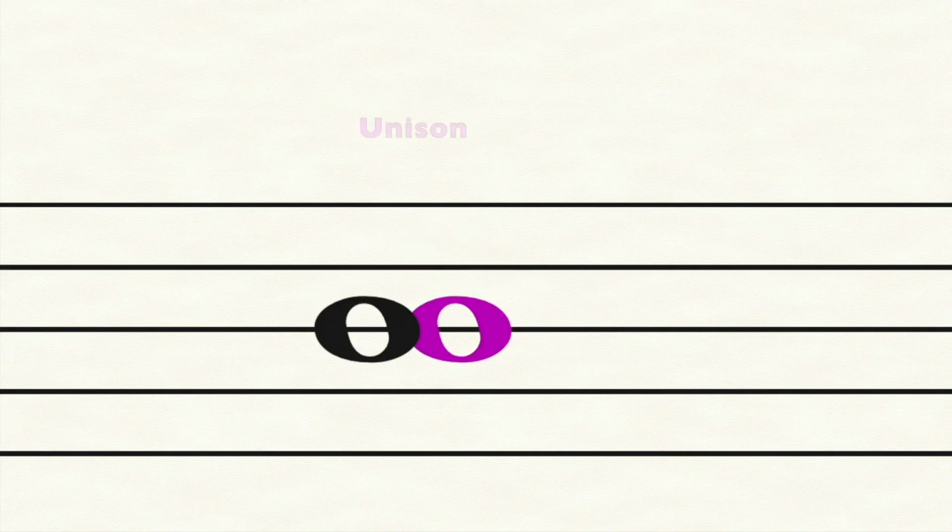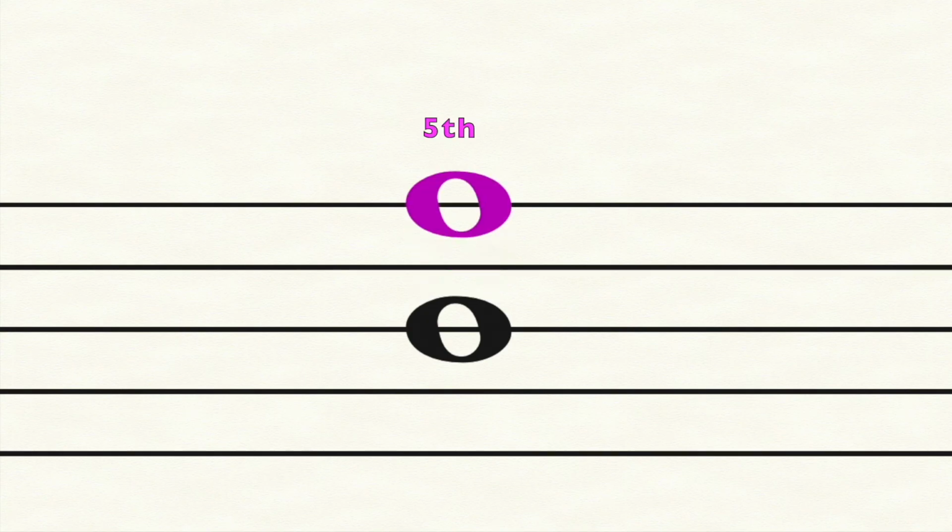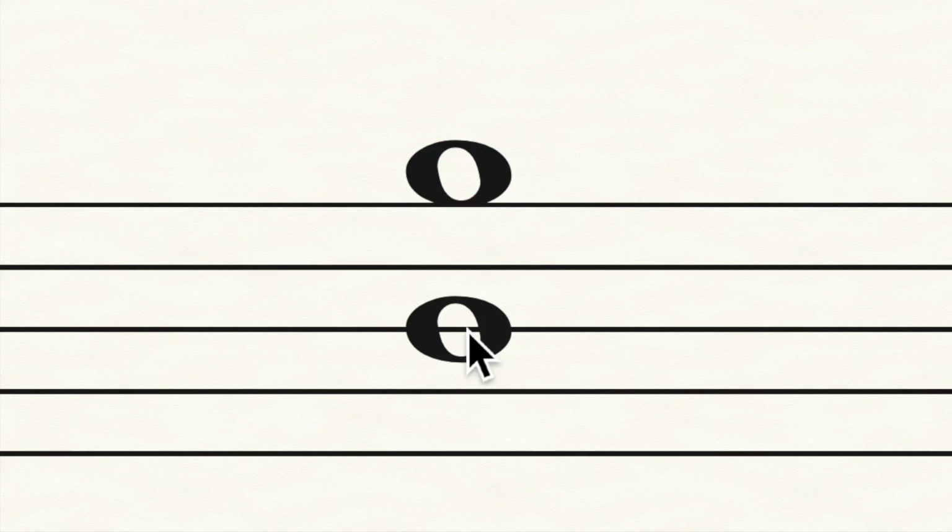If I put them on the same line, that's called a unison. Now we call it a second. Here's a third, a fourth, a fifth, and a sixth. We count the lines and spaces.